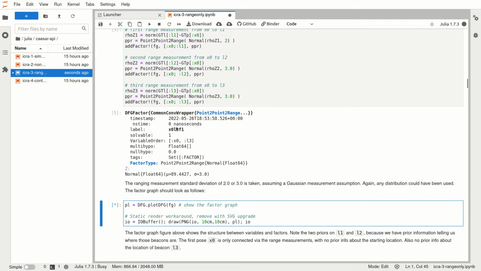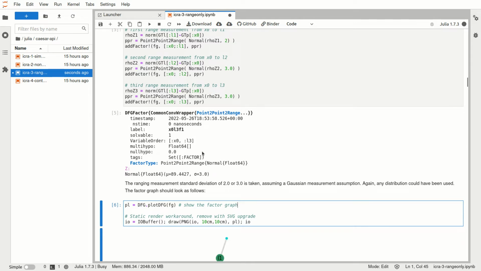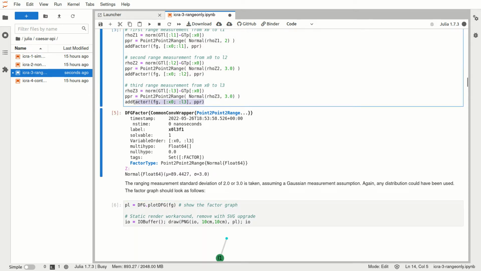Maybe just a little bit on what information you're seeing here. This is what the Caesar system provides. There's a timestamp of when it was added with time zone, and the label of the factor which was generated. It is a solvable variable. There are some details here, and there's no multi-hypothesis in this. The type is a Point2 range measurement. That's this last one over here. It represents a range measurement from x0 to L3. And there's the mean and the covariance of that measurement.